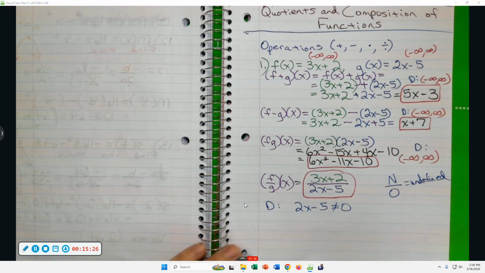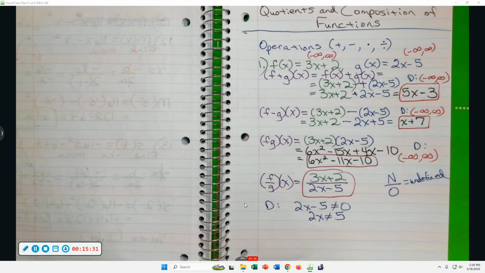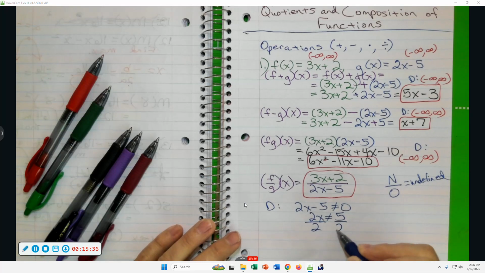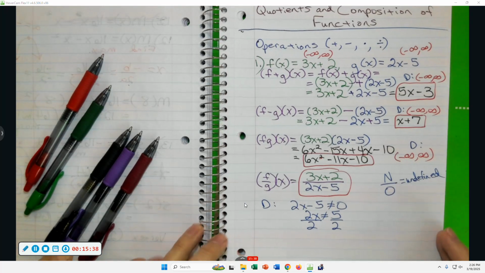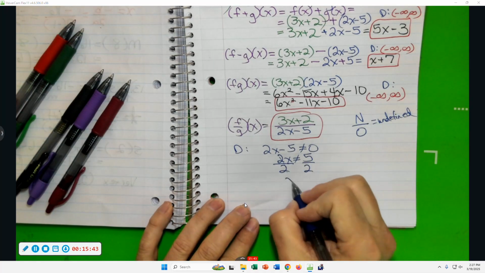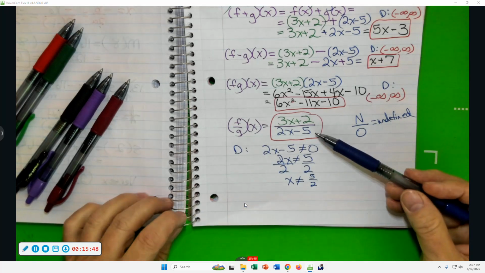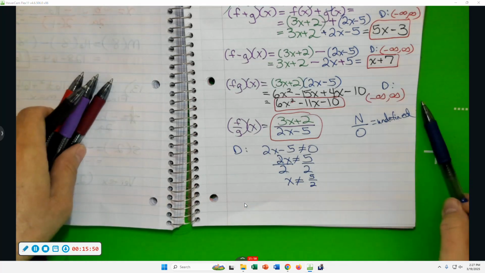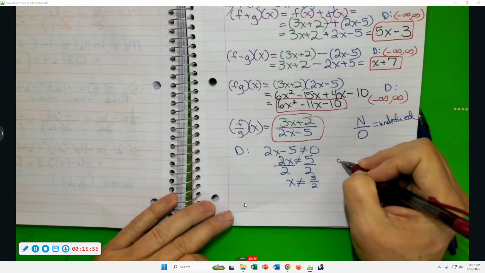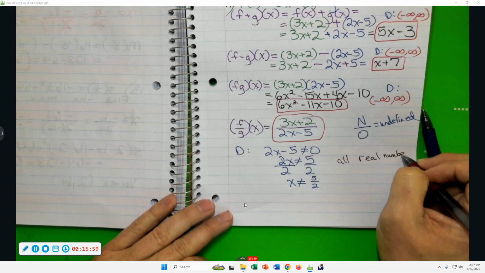So 2x can't equal 5. Divide it by 2. So x cannot equal 5 halves. So the domain for f divided by g, if I were going to write it out in words, I'd write all real numbers except for 5 halves. All real numbers except 5 halves, but they're going to want interval notation.